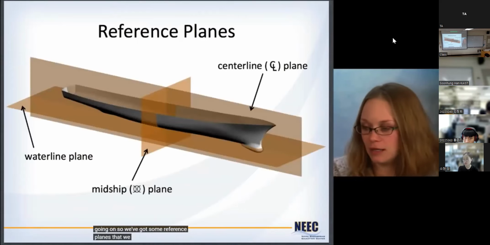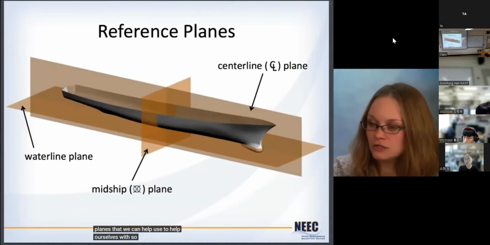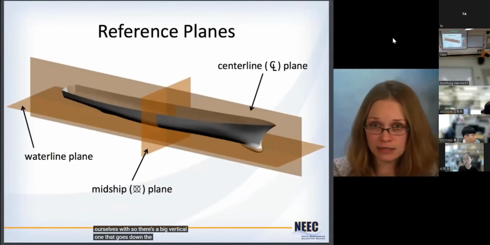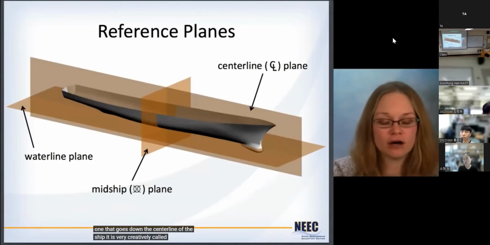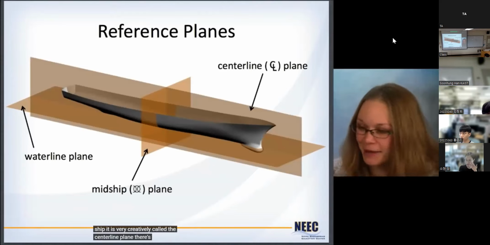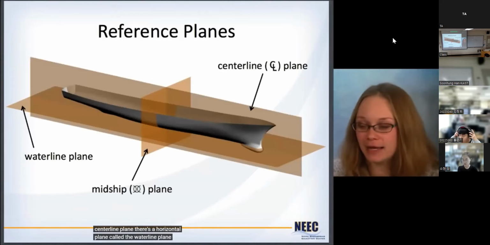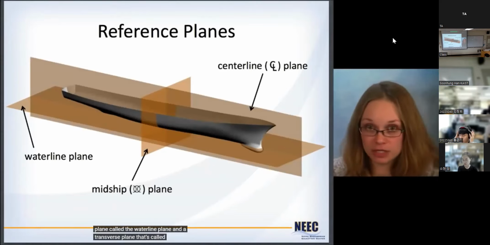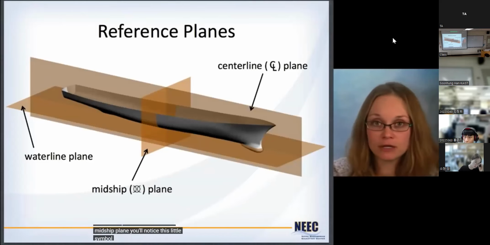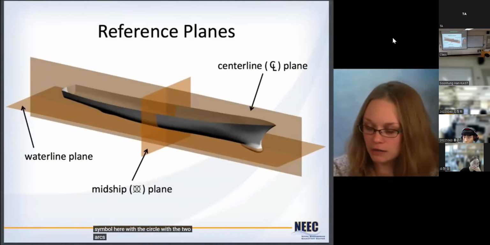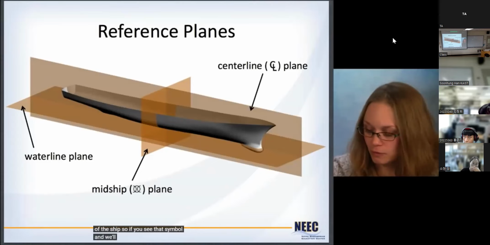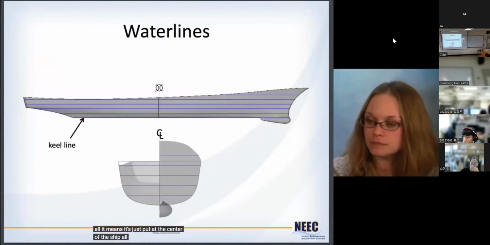So we've got some reference planes that we can use to help ourselves. There's a big vertical one that goes down the center line of the ship. It is very creatively called the centerline plane. There's a horizontal plane called the waterline plane and a transverse plane called the midship plane. You'll notice this little symbol here, the circle with the two arcs bisecting it. That's the symbol for the midship, the middle of the ship. If you see that symbol, that's all it means. It's just put at the center of the ship.